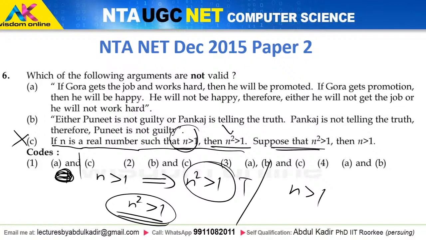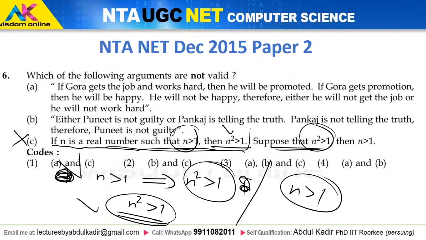So Sukhpreet is asking to explain this option C. In option C, Sukhpreet, we have two hypotheses. The first hypothesis is n greater than 1 implies n square greater than 1. And the second hypothesis is n square greater than 1. And the conclusion is n greater than 1.